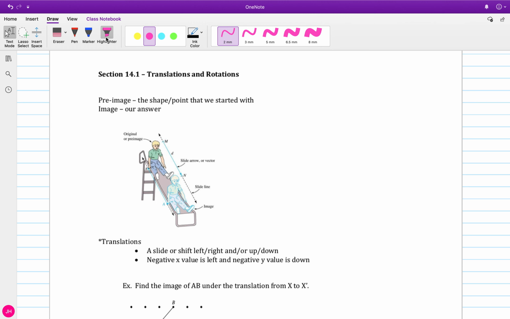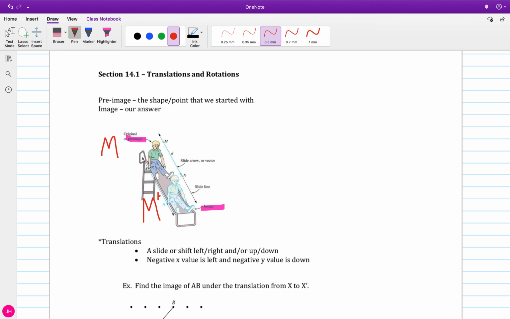A couple vocabs before we get going. What we start with is called the pre-image, and that's denoted with a nice capital letter. So in this case, it's M. Our answer is called the image, and its notation is the same letter M and then an apostrophe, a prime. So the question that we start with, like the directions, the numbers in there, that's the pre-image. Our answer is called the image, and it's got that little notation with a prime on it.